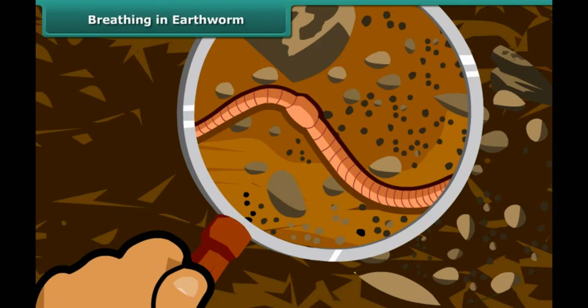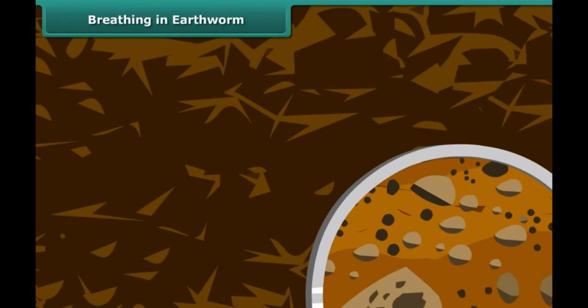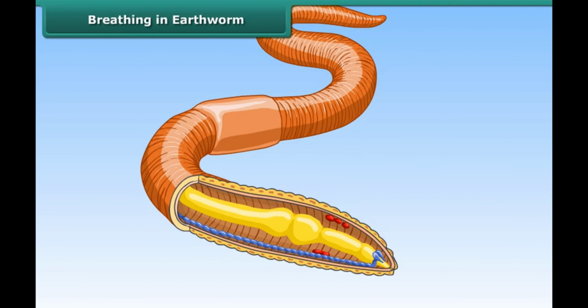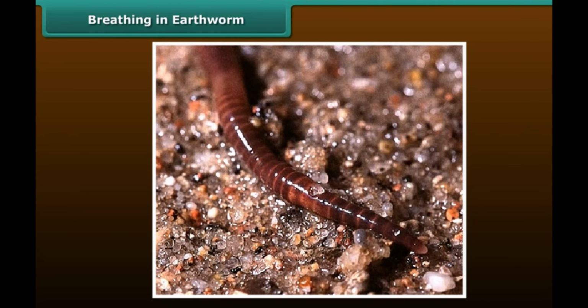Earthworms, like insects, do not have lungs, nor do they have a nose. They breathe through their skin. They absorb oxygen from air and soil. When the oxygen comes in contact with their moist skin, it breaks down.